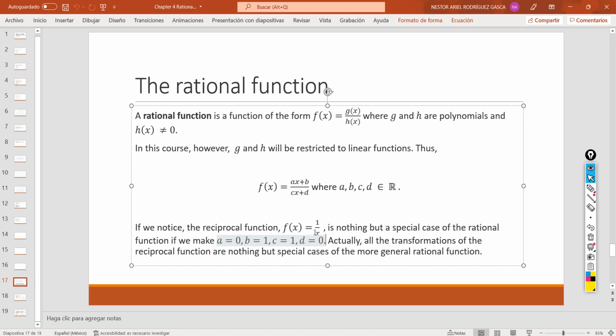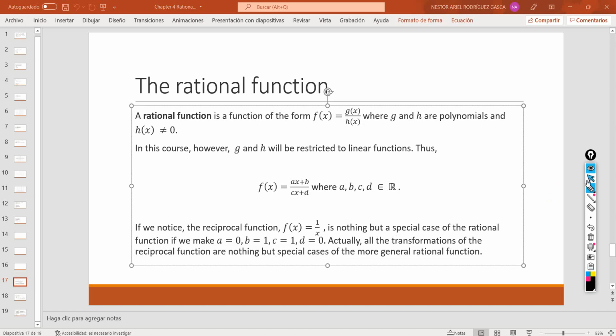So what is the conclusion here? The conclusion is that this function is nothing but a special case of this one, right? Or you might say that this function is the general case of this reciprocal function. Okay, and actually all the transformations of the reciprocal function are nothing but special cases of the more general rational function, right? For example, something like this.